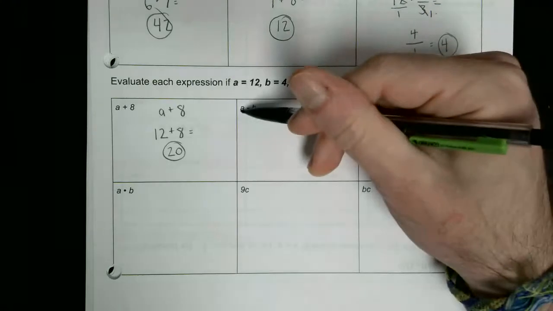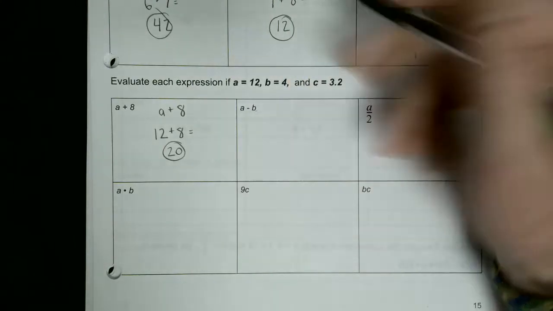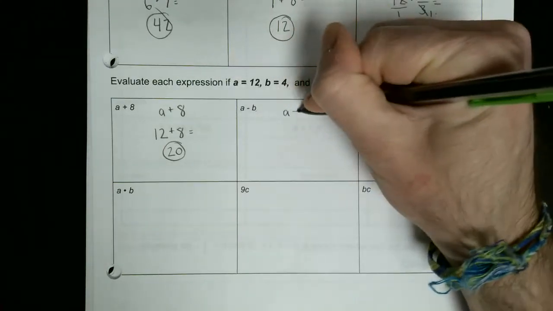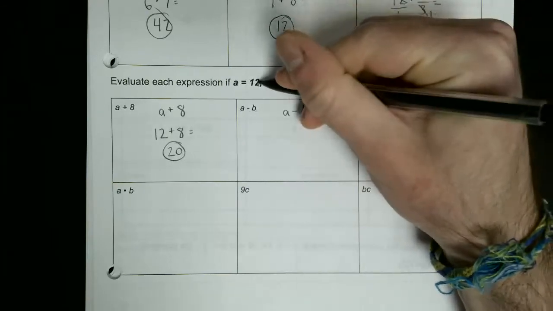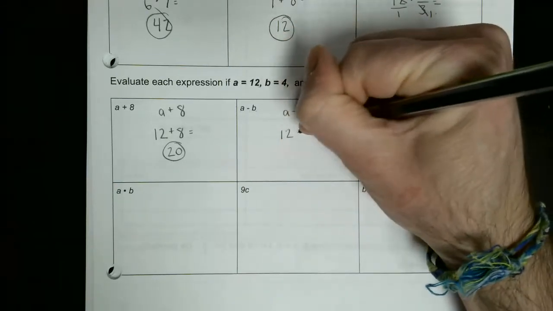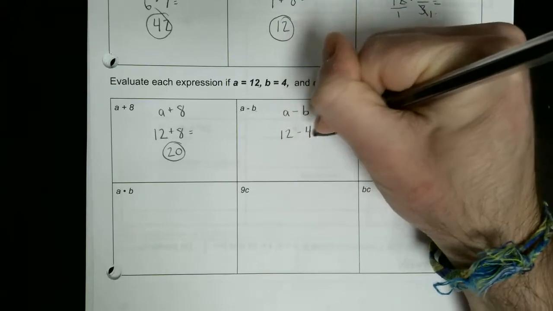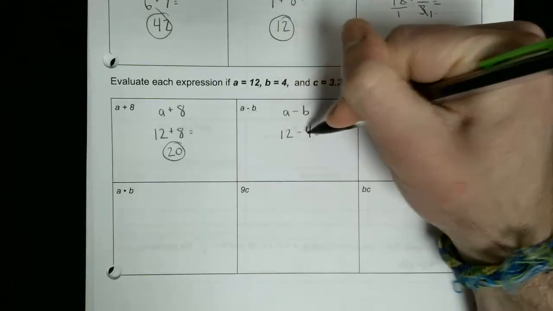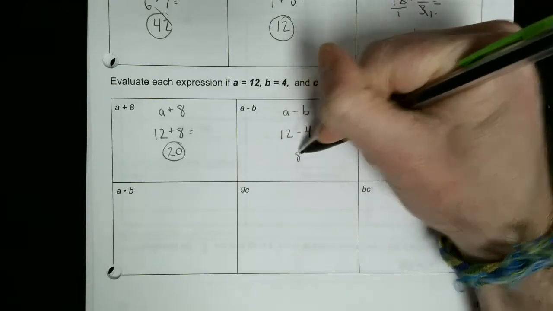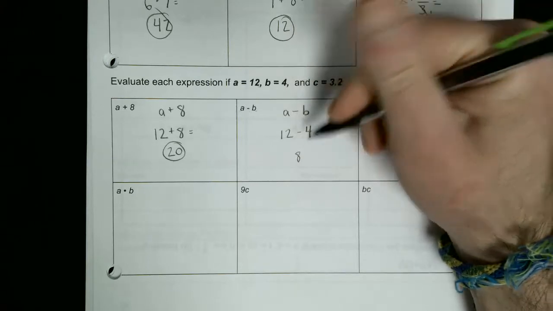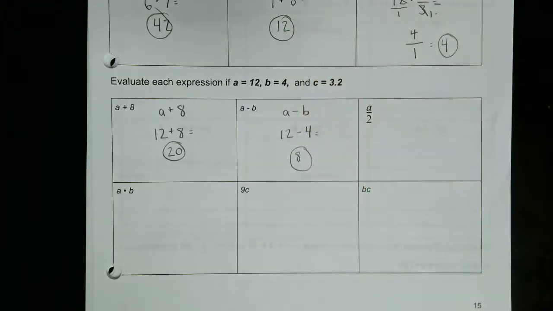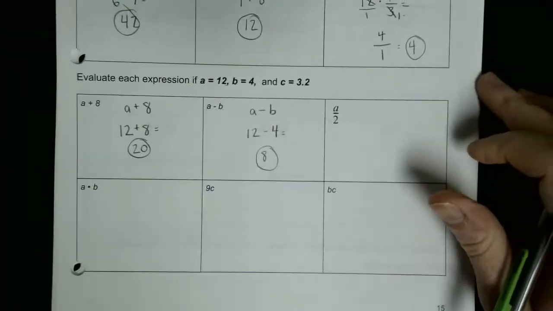All right, this is A minus B. Got two variables for this one. Well, what's A? A is 12. What's B? Well, B is 4. 12 minus 4 is 8. Feeling good about this.